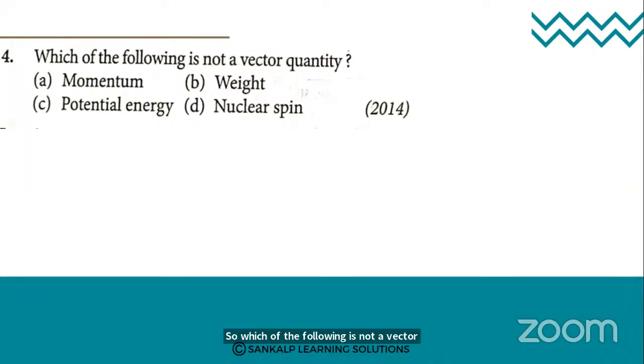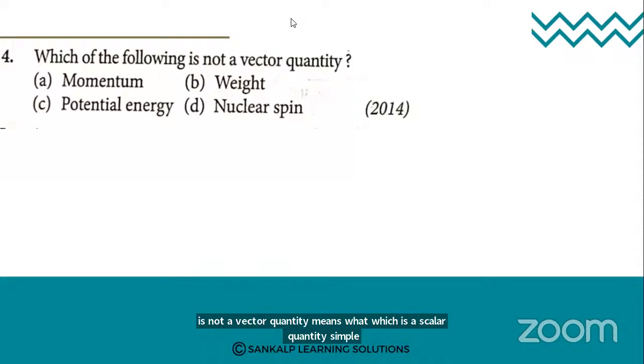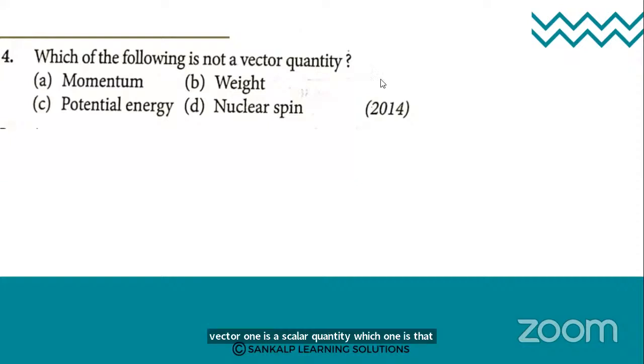Yes, momentum, weight, potential energy, nuclear spin. Which is not a vector quantity means what? Which is a scalar quantity. Simple, right? So remaining three are vector. One is a scalar quantity. Which one is that? Don't know? Just tell me first. What is the answer? See here.